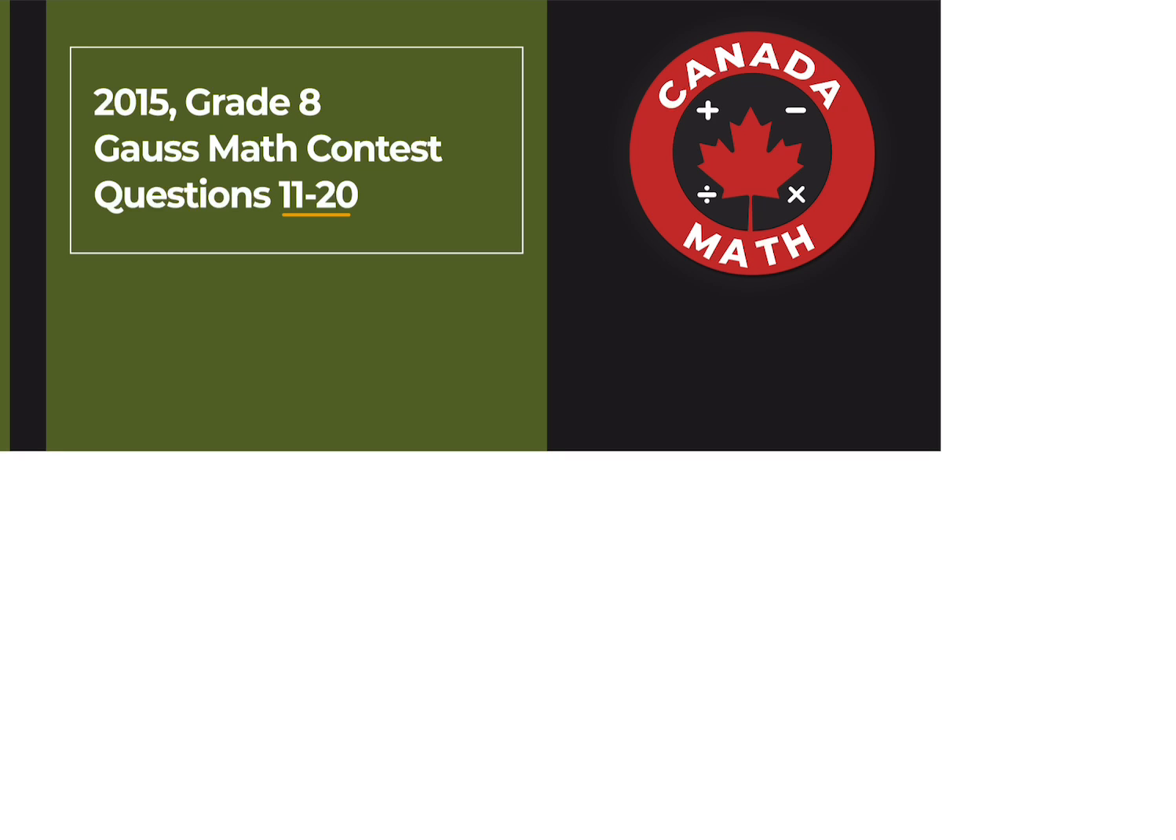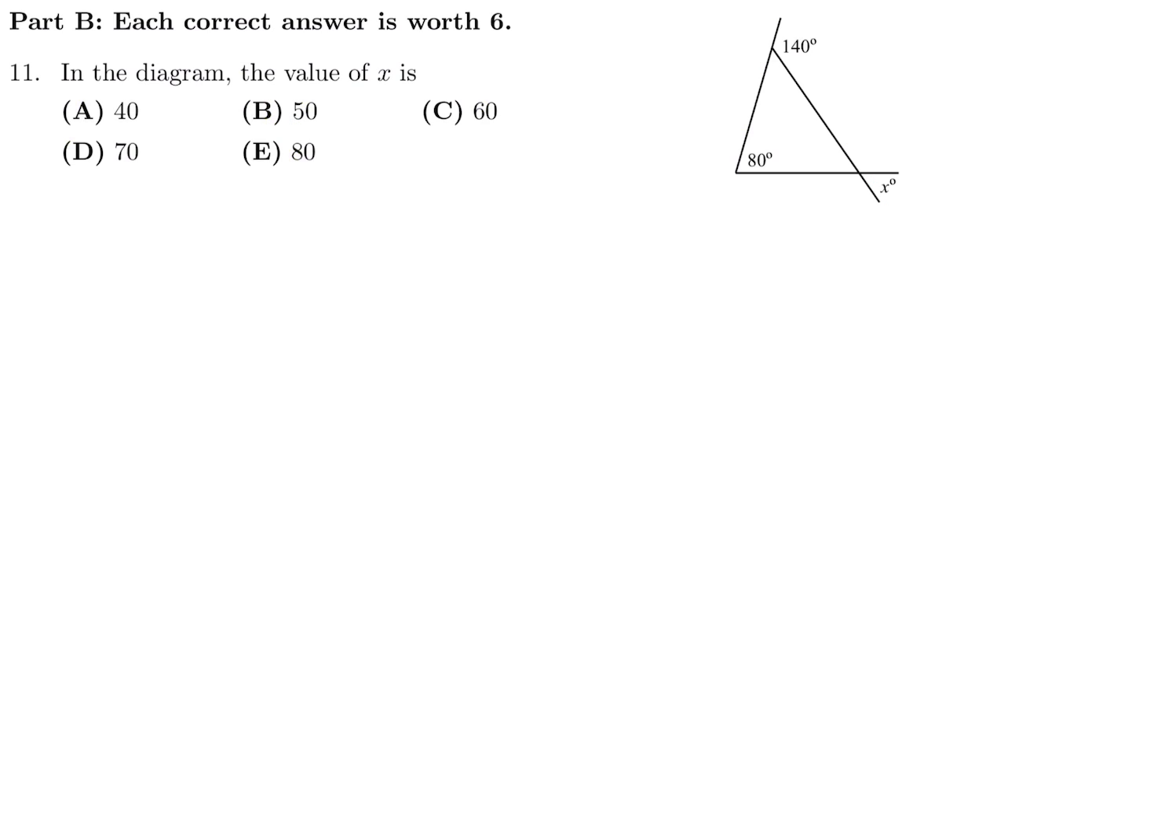Questions 11 through 20 on the 2015 Grade 8 Gauss Math Contest. In the diagram, the value of x is, well, from opposite angles, this is also going to be x.